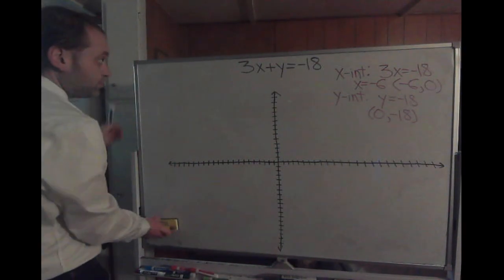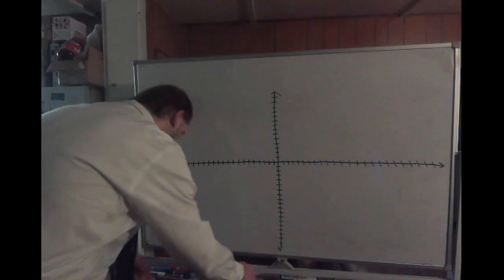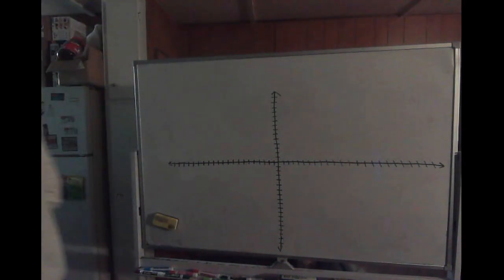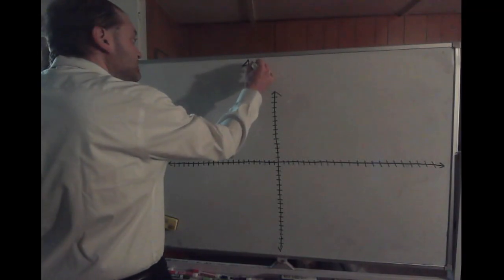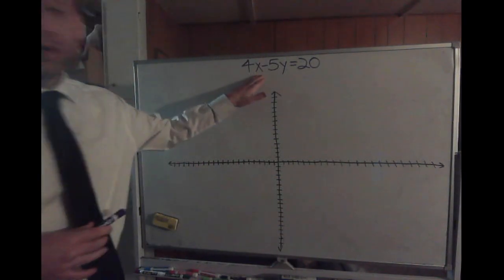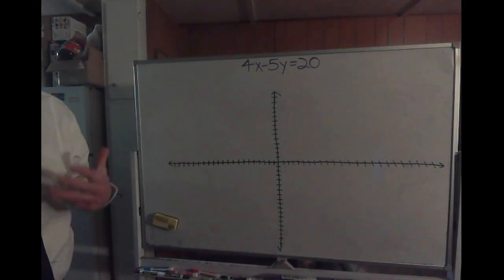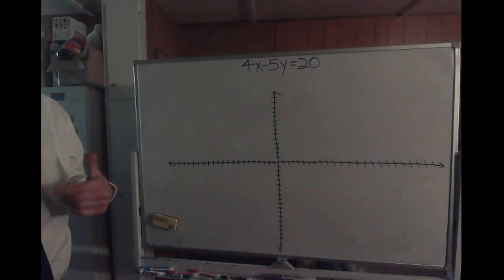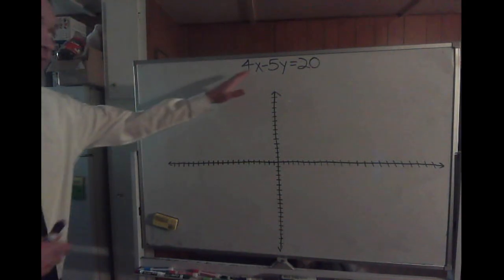Alright. Let's set up our next linear equation. We have 4x minus 5y is equal to 20. So we have the linear equation 4x minus 5y is equal to 20. Again, the idea is we want to find the x and y intercepts, plot those points, connect those points with a line, and then go through them. Then you'll have the graph of your line for this equation.